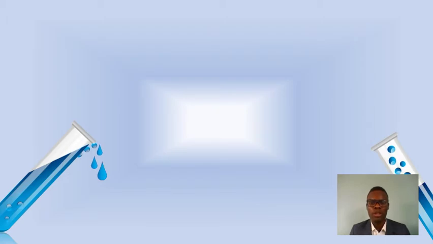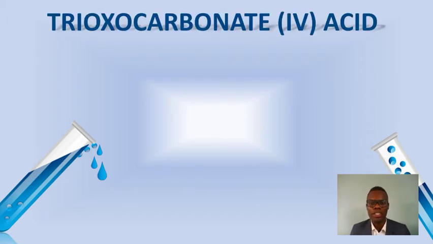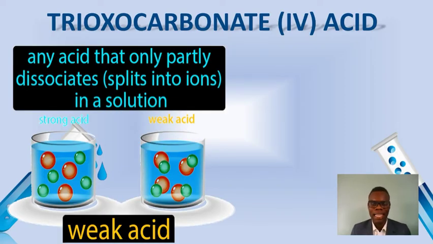To begin with, we are going to start by talking about trioxocarbonate 4 acid. You remember that trioxocarbonate 4 acid is a weak acid, and that means any acid that partially dissociates into ions. That means its molecules partially split into ions when they go into solution.